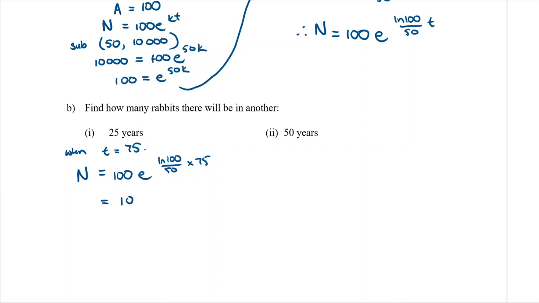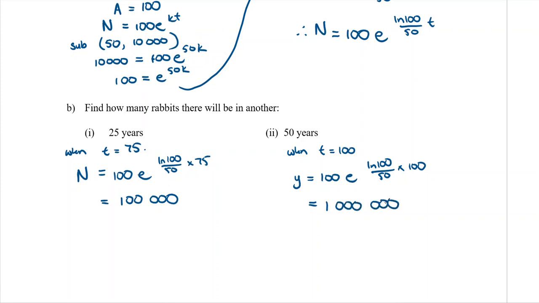Yeah, good job. So there'll be 100,000 rabbits, and then do the same thing again for 50 years, which means we're subbing in t equals 100. So all that does is add an extra 0. It's 1,000,000. So perfect, because of the very nice numbers that we got to sub in.